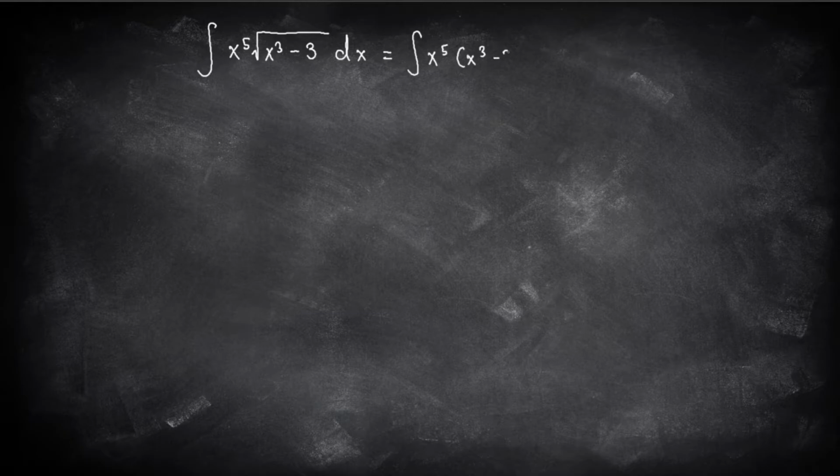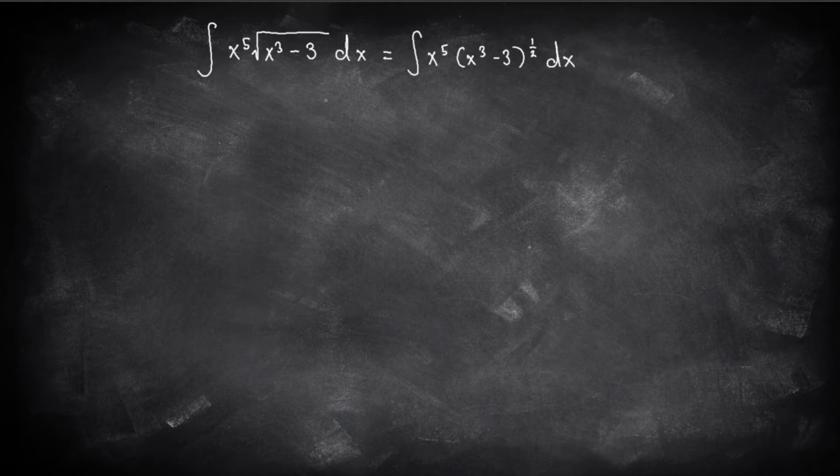Okay, now let's do one more example that's a little bit more complicated. Let's say we want to take the integral of x to the power of 5 times the square root of x squared minus 3 dx. As usual, I don't like to work with radicals. I actually just like to work with exponents. So x to the power 5 times (x squared minus 3) to the power 1/2. A square root is just the power 1/2.